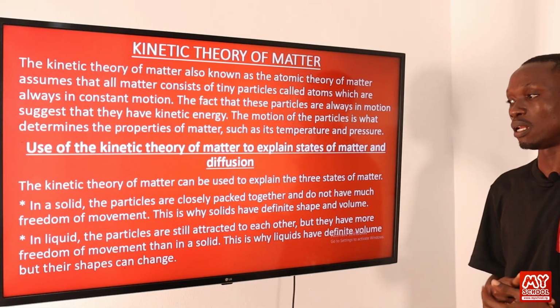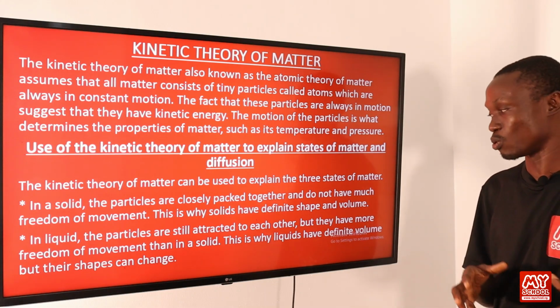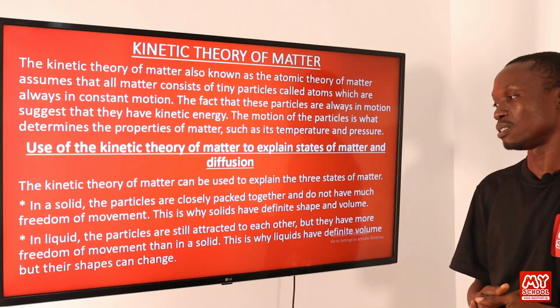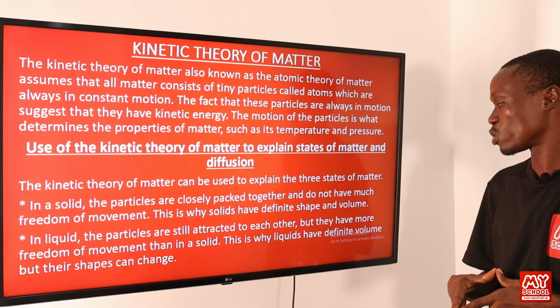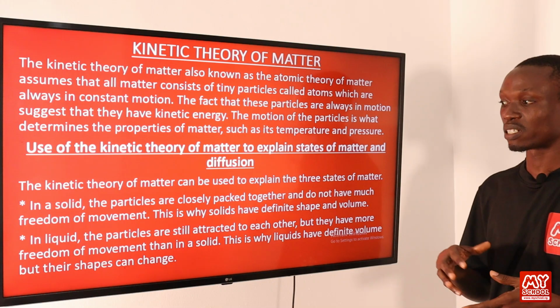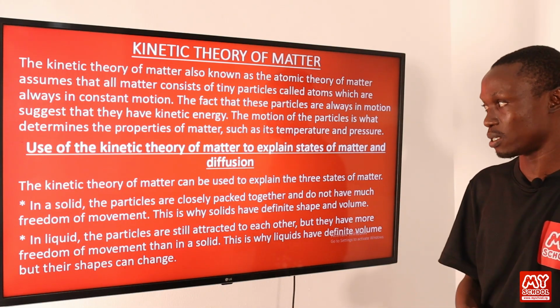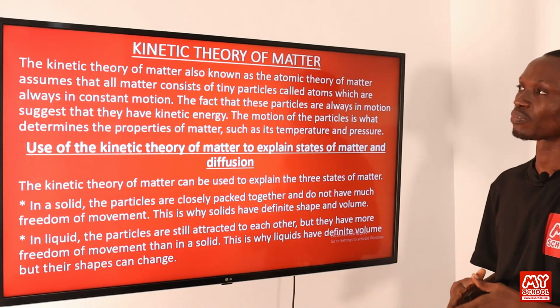While in a liquid, the particles are still attracted to each other, but they have more freedom of movement than in a solid. And this is why liquids have definite volume, but their shapes can change, depending on the container in which they are contained. Okay, let's move to the next slide.